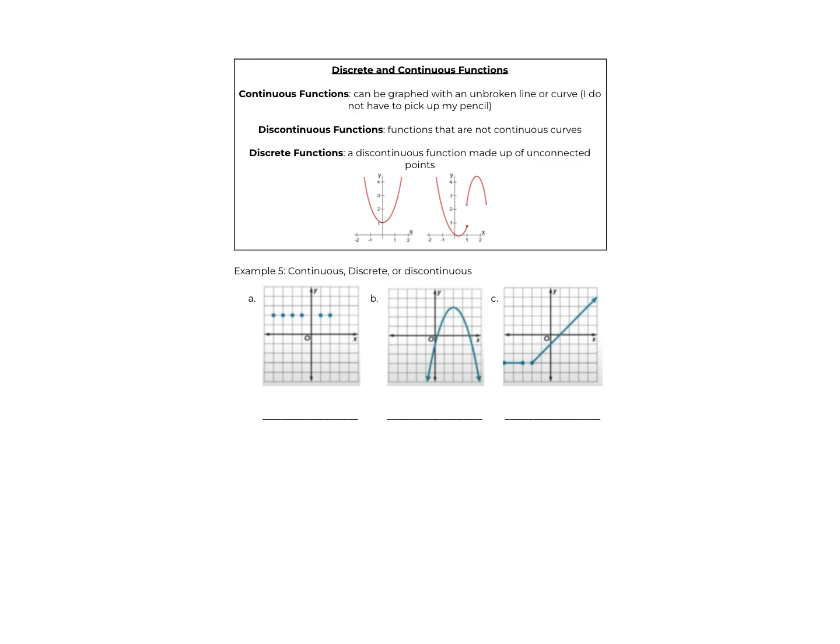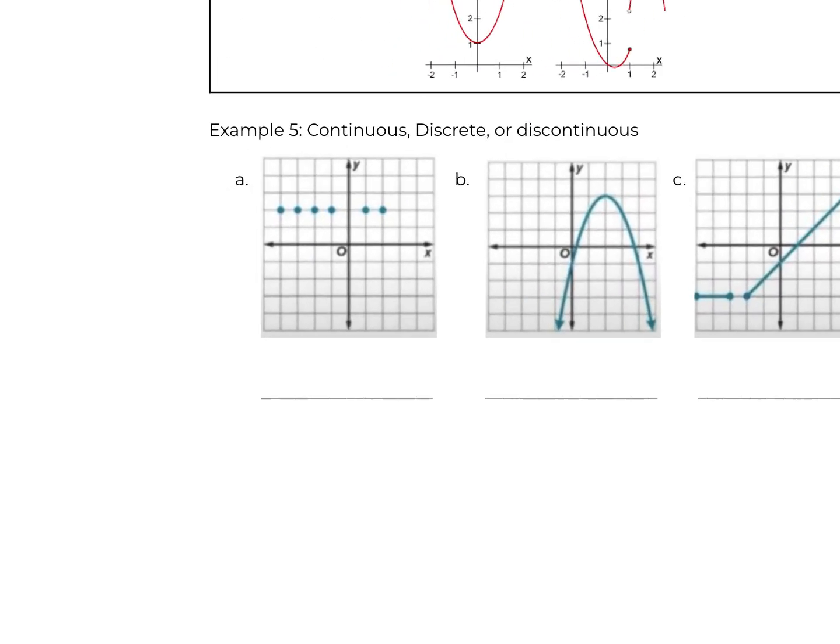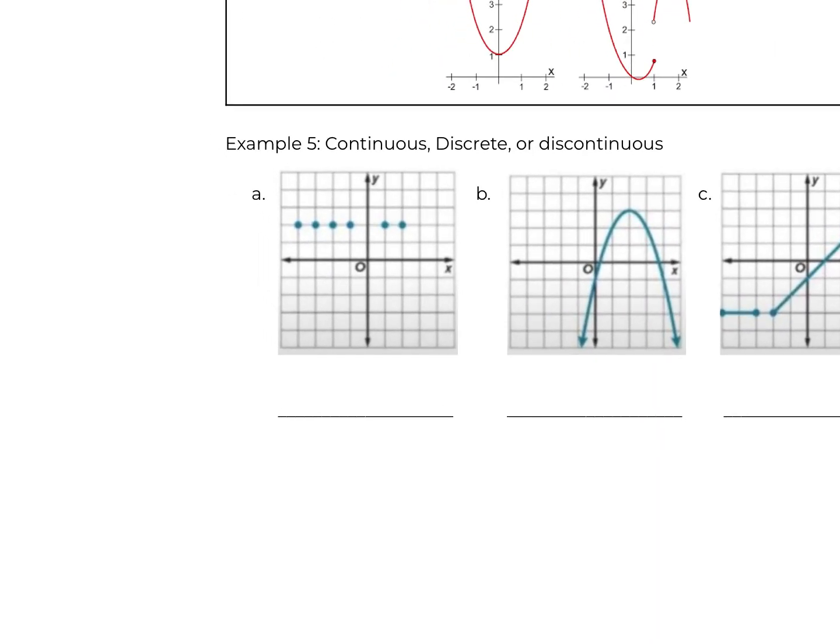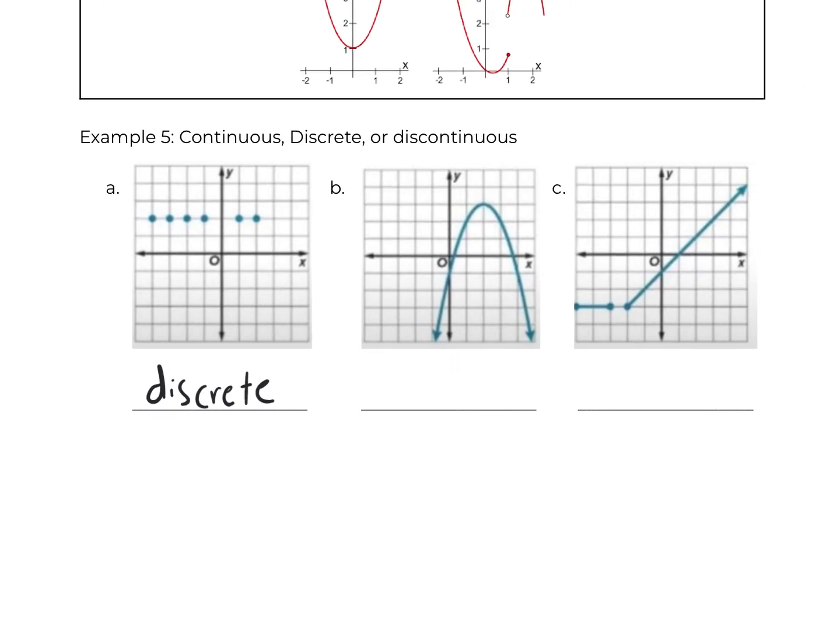So if you look at the examples here, example A, just a bunch of points here in a horizontal line. This is going to be a discrete function. If you look at example B, it is an upside down parabola, but it looks like if you were to put your pencil at one end, you could go all the way up and then back down and never have to pick your pencil up. So because of that, this is continuous.